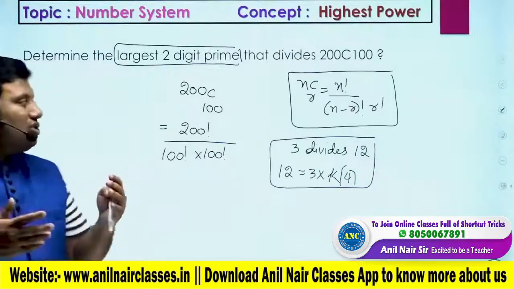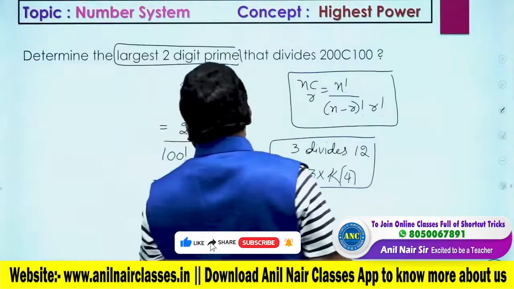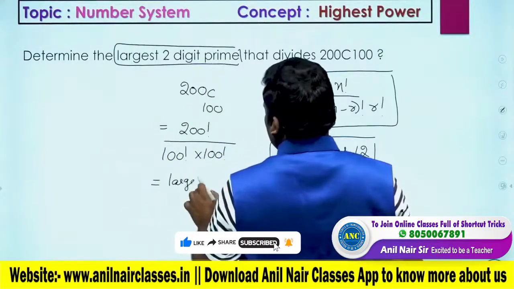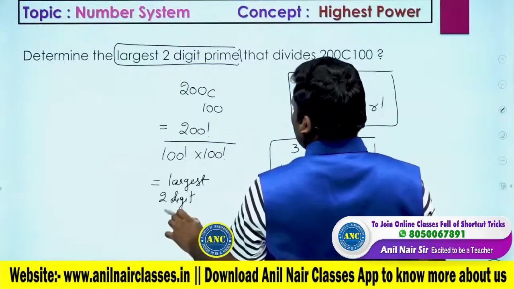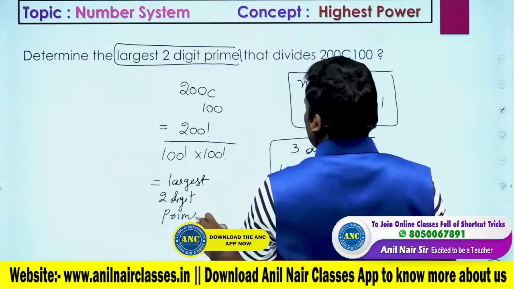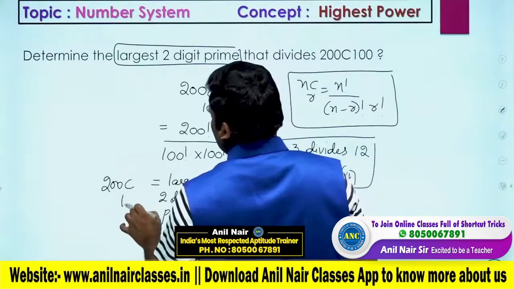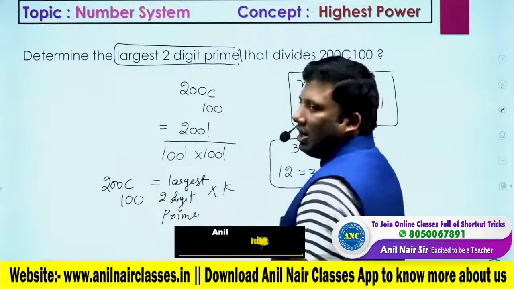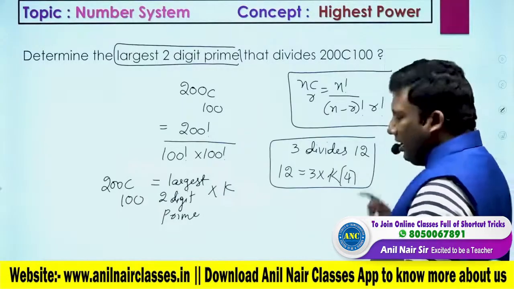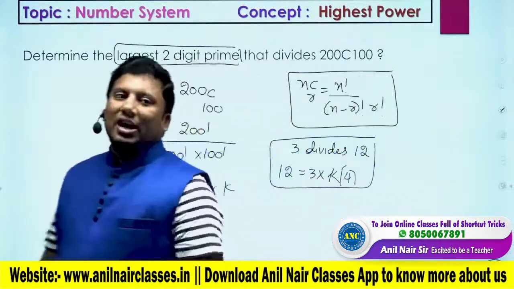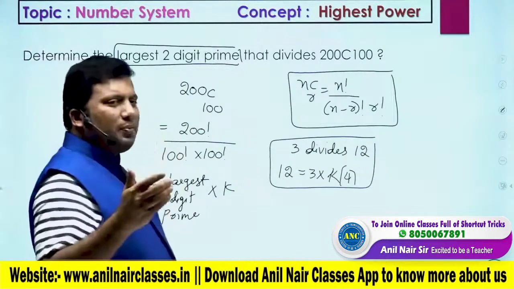There is a largest 2-digit prime number which divides 200C100. That means I should get the answer as the largest 2-digit prime number into some number k. So 200C100 is the largest 2-digit prime number into k. We will go very step by step. I want the largest 2-digit prime number. What is the largest 2-digit prime number?